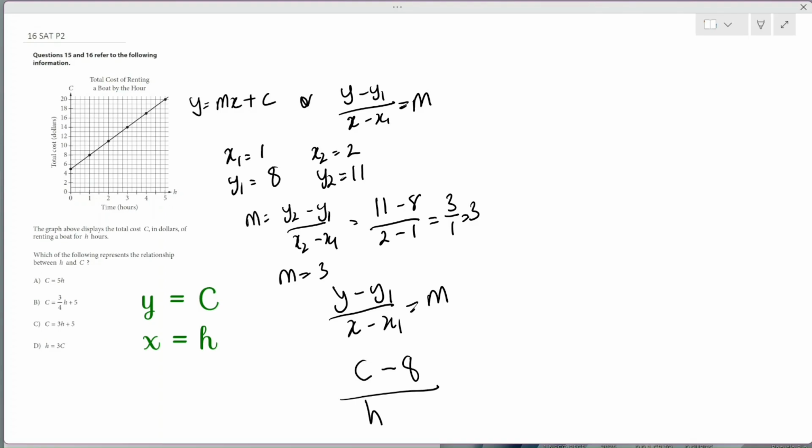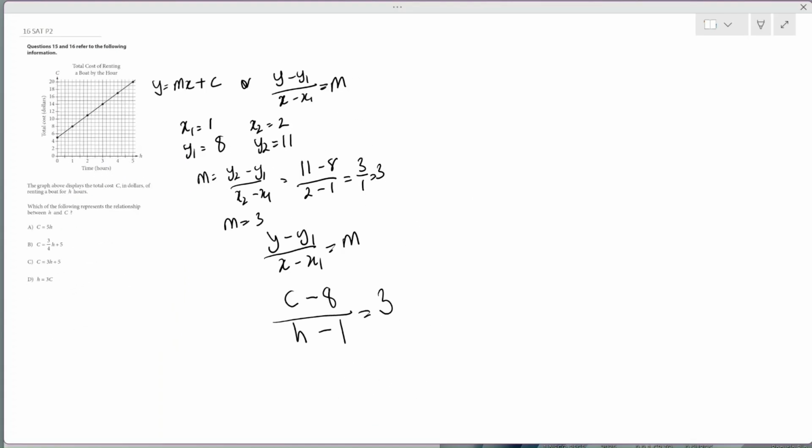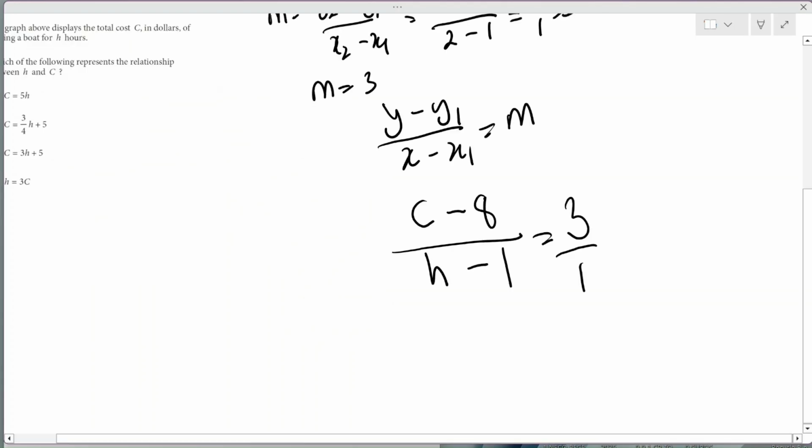So you have h minus x1, which in this case is 1, because you have to take the coordinates of a particular point. We don't mix them up. If you are taking this value, you have to take the x coordinate and the y coordinate. So your x coordinate of the point is 1, equals m, the gradient that we calculated earlier, which is 3. We can make it 3 over 1, then we cross multiply. We cross and multiply this, and cross and multiply this.